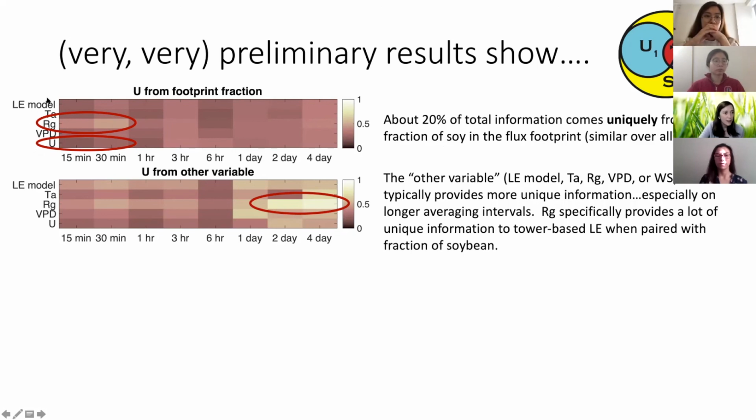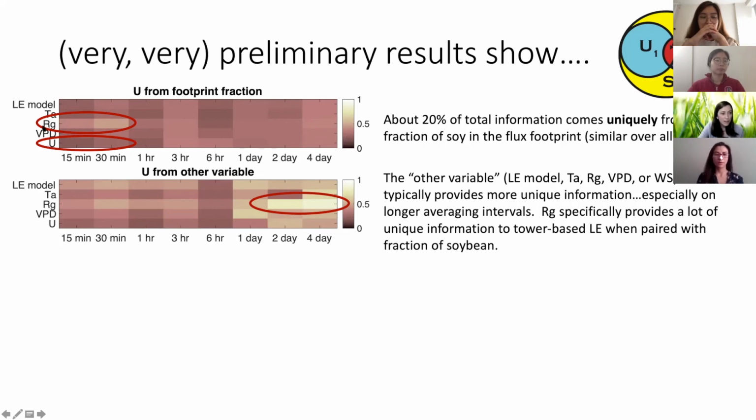And if you look along the y-axis, this is just showing what the footprint fraction is paired up with. So you think about, this is information that the footprint fraction provides uniquely when combined with solar radiation. So like I said, probably not the best way to show this.